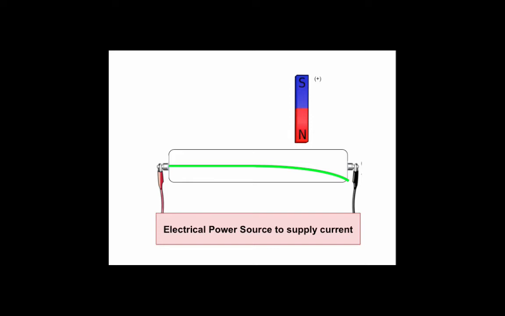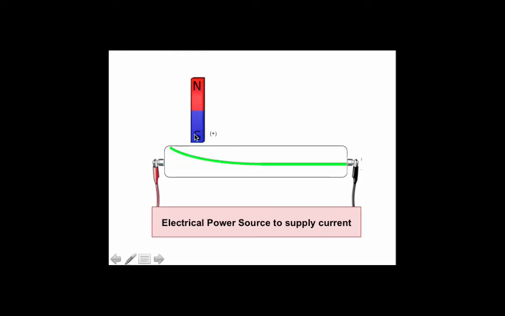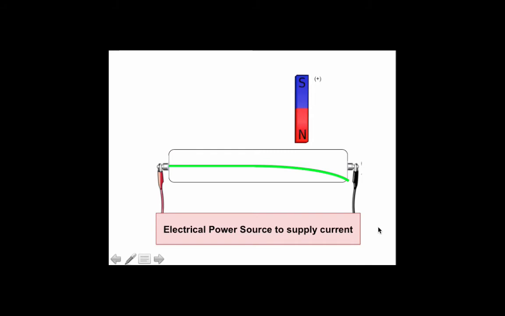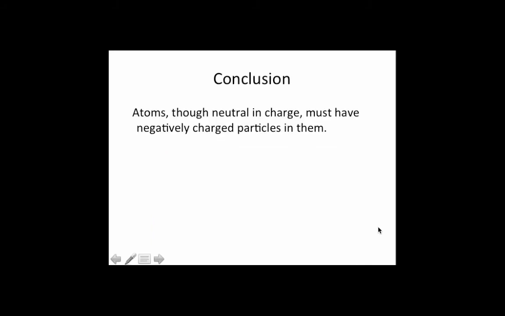So this is very interesting. If the magnet repels this ray, it must be negative. The negative end of this magnet repels the negative charge of this ray. The positive end of the magnet attracts the negative ray. So we have to conclude that atoms, even though they're overall charge neutral, must have negatively charged particles in them. So the atom must be made of something that's positive and something that's negative.